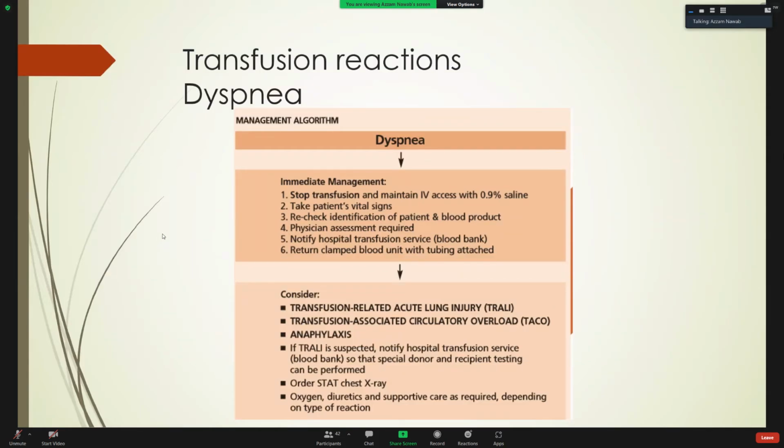Transfusion reaction with dyspnea. Management, we stop transfusion, maintain IV access, take patient vitals, recheck identification, physician assessment, notify the hospital transfusion service, return the clamped blood unit with tubing attached. We consider transfusion-related acute lung injury. We rule out transfusion-associated circulatory overload or TACO. We rule out anaphylaxis. If TRALI is suspected, we notify the hospital transfusion service so special donor and recipient testing can be performed. We order a stat chest X-ray, rule out ARDS, and give oxygen, diuretics, and supportive care as required depending on the type of reaction.